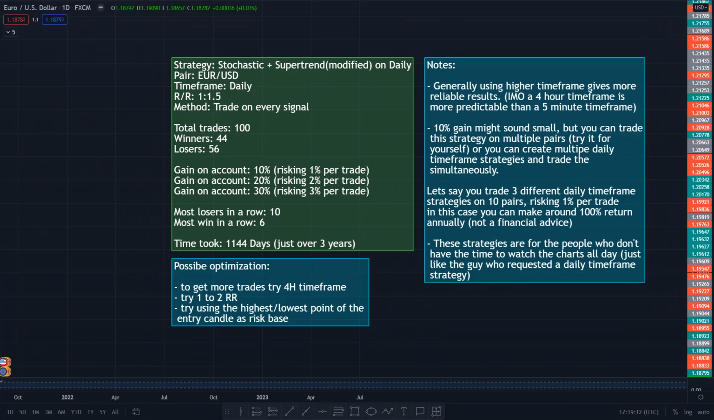And the results are in. We had 44 winners and 56 losses, which brings us to 10% gain on the account, risking 1% per trade. This is an average result for a strategy like this.